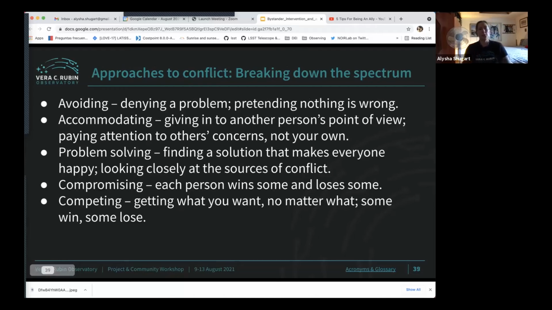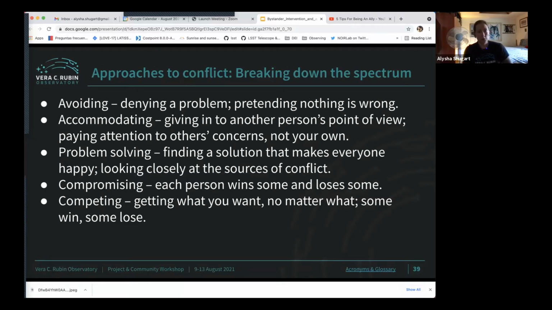So I want to break down the spectrum and just highlight a few approaches to conflict. They include avoidance, which is just denying the problem, pretending there's nothing wrong. Sometimes people do that just to preserve their own mental health, just to say that I can't deal with this right now, I'm walking away, right? And it could be good for the short term, but for the long term, it's emotionally draining, right?